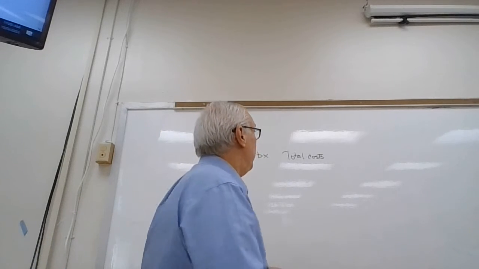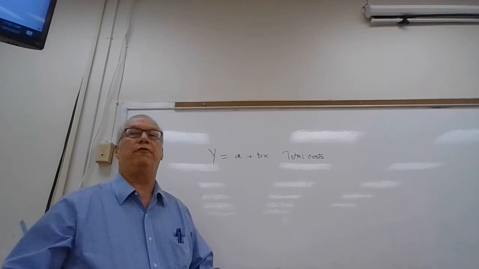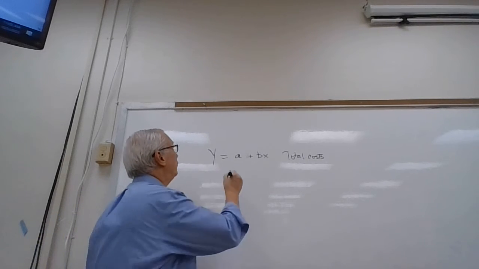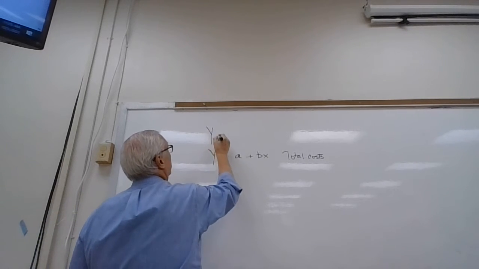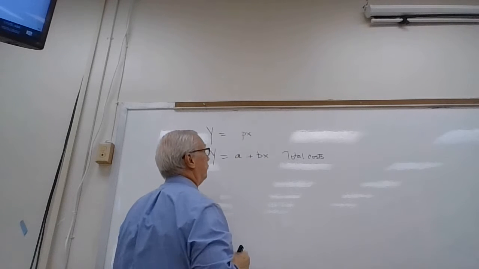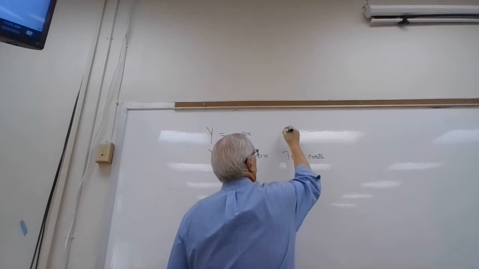Okay, so that's our total cost equation. Well, what's our revenue equation? Our revenue equation is just the price times the number of units. So y equals, we'll call it px, price times number of units. That's our revenue equation.